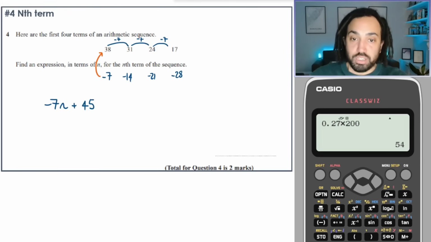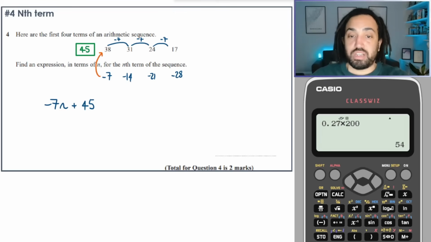Now, as a little shortcut, you can always figure out what needs to be added on by imagining that there was a term before the first term. So going backwards along, this number would be 45. And there it is, 45.